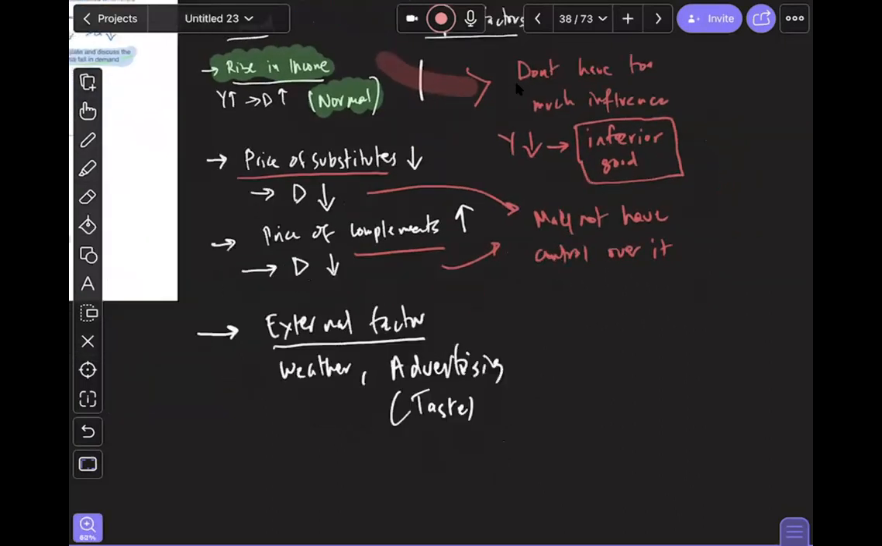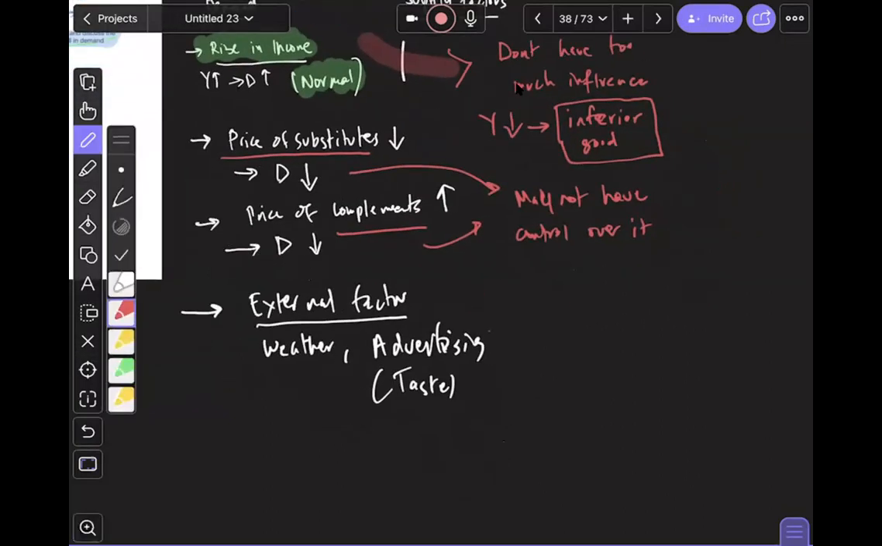Similarly, when you look at things like advertising, you have a strong control over it. You can change the taste of the good by giving features, or advertising is something which you have complete control over. Weather and external factors, you may have no control.